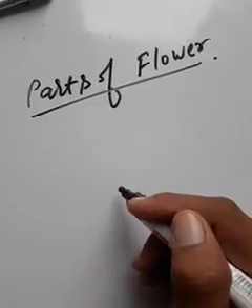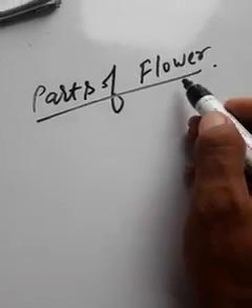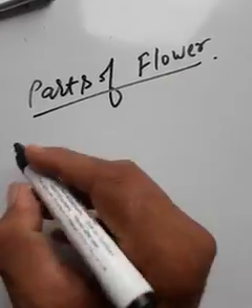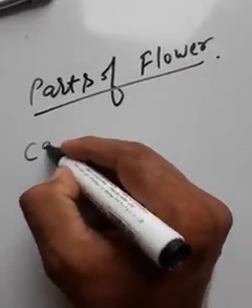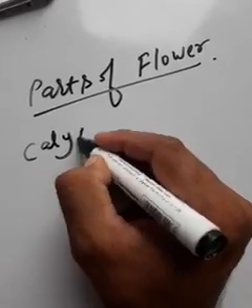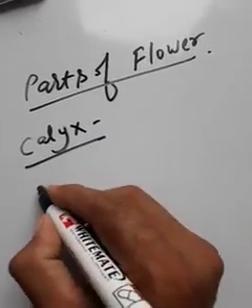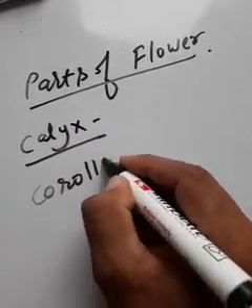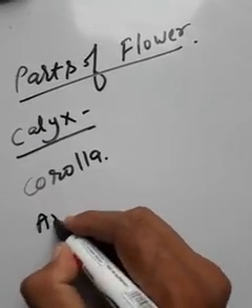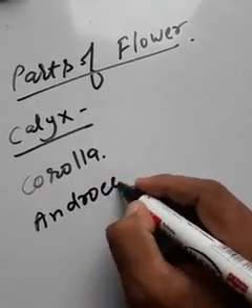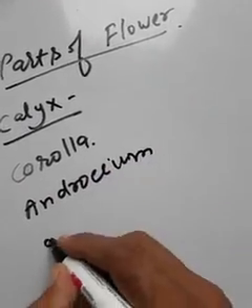Yes, students, we have done the parts of flowers. The outermost layer of flowers is known as the calyx. After that, corolla. After that, androecium and gynoecium.